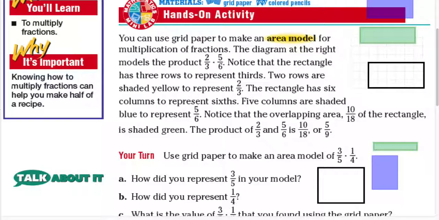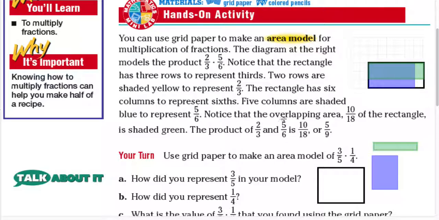We will get 2/3 of that rectangle, which is this one. So 2 out of 3 has been shaded, and we will multiply it with 5/6. That means 5 parts of the rectangle out of 6. Two rows are shaded green to represent 2/3. The rectangle has 6 columns that represent sixths. Five columns are shaded blue to represent 5/6.